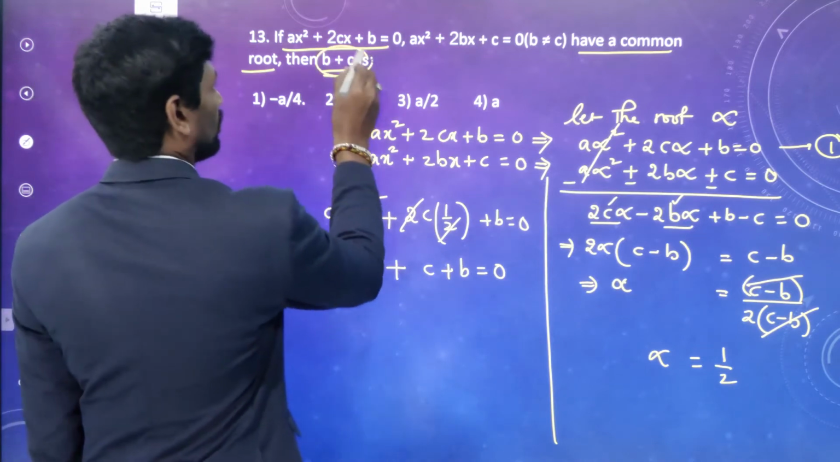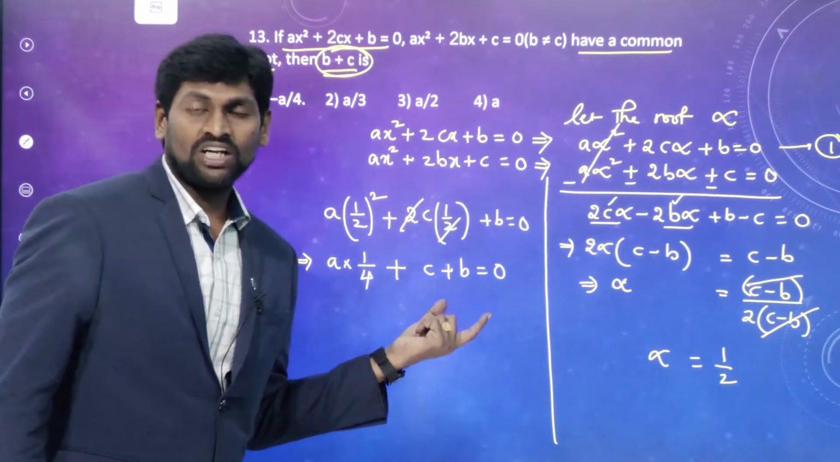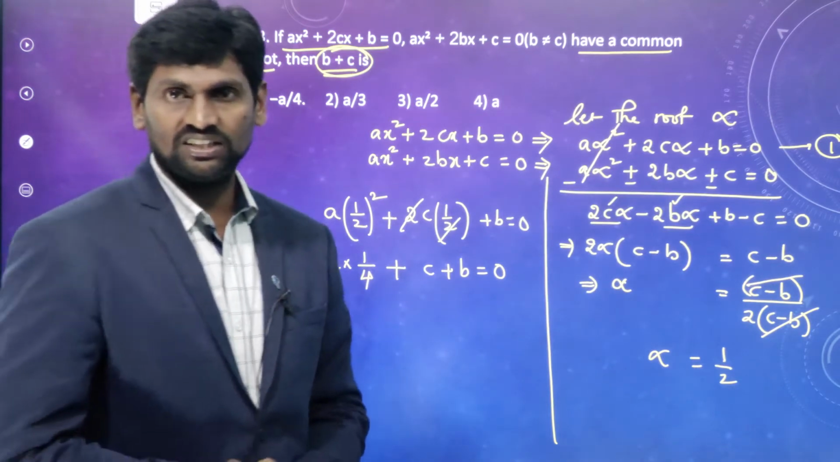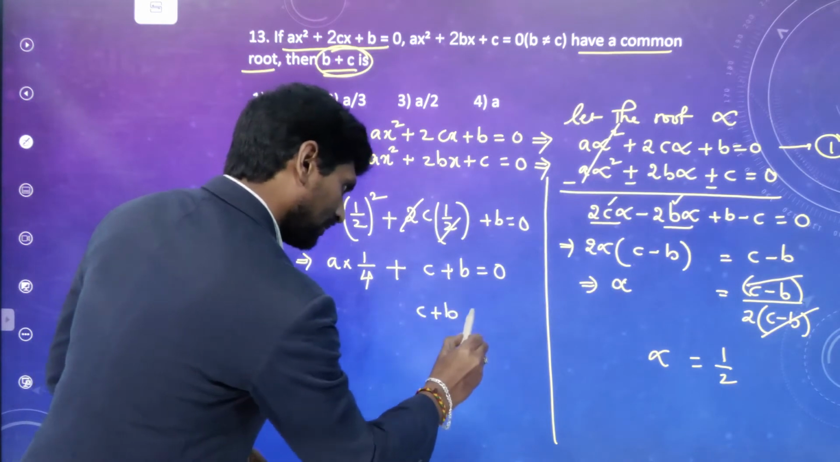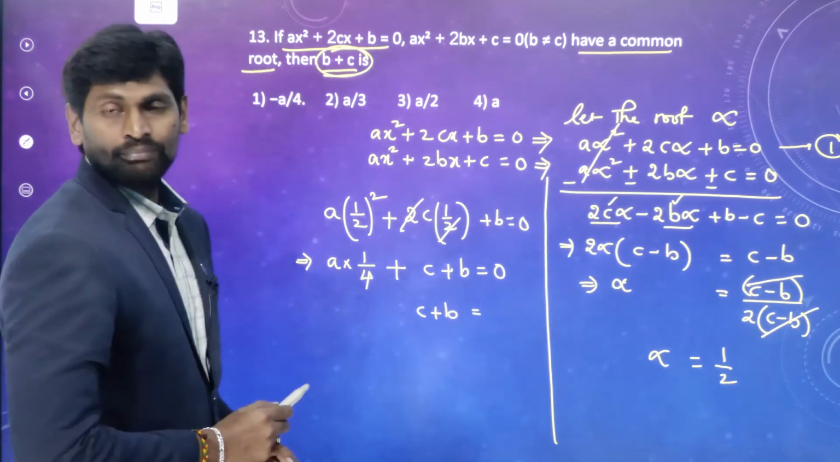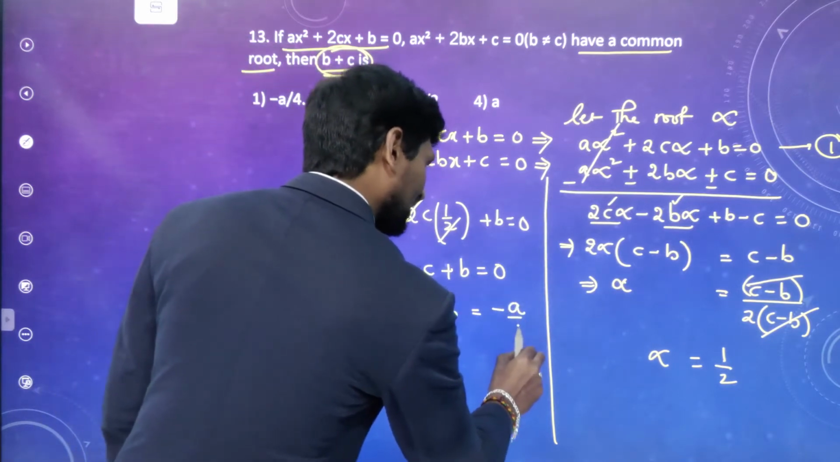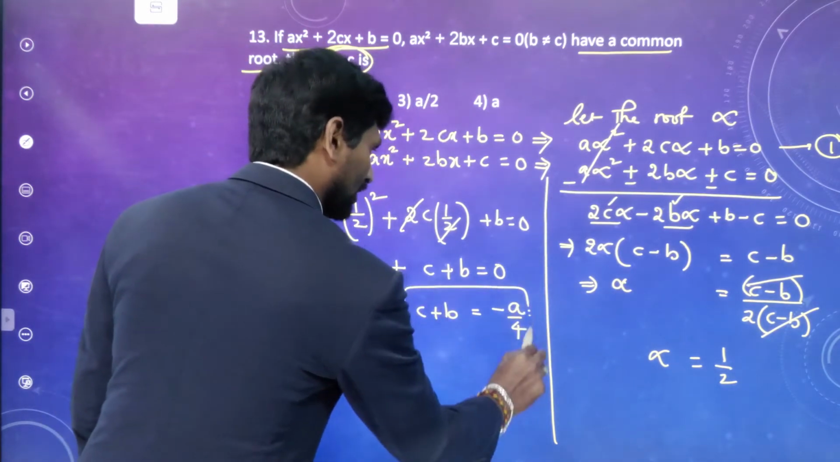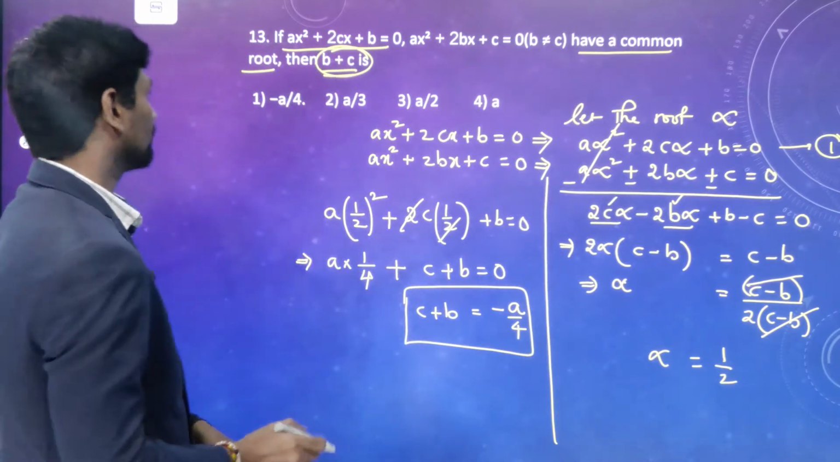We want the value of B plus C. B plus C or C plus B, both are the same according to the commutative property under addition. Now C plus B: here A into 1 by 4 is nothing but A by 4. So plus A by 4, transpose that side, it becomes minus A by 4. So our required answer is minus A by 4.